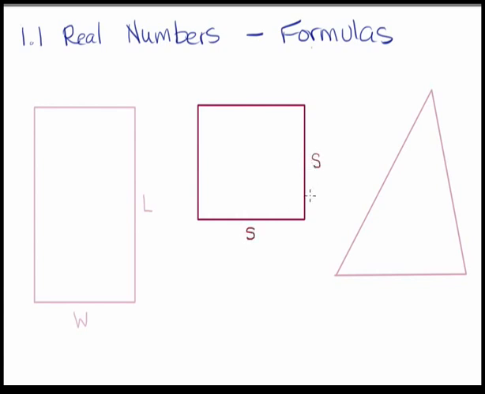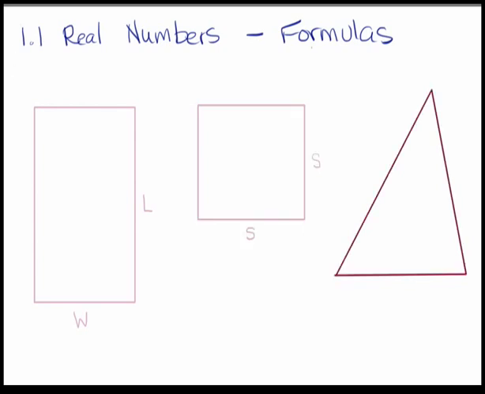A square is just a special case of a rectangle. Notice that all four corners are right angles, the sides opposite are the same length and parallel to each other. That's the definition of a rectangle. What's special about a square is that not only are the opposite sides the same length, but all four sides are the same length. So we can call the length and the width S, or really anything else we want.